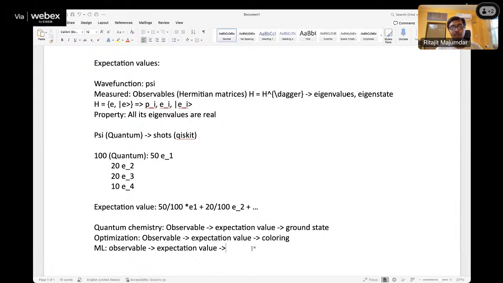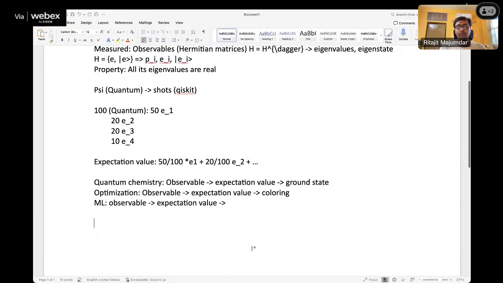Once you find out the property, you simply create an observable accordingly. And once you create that observable, prepare the quantum state, measure, you get the expectation value. That's kind of the big template, if you like, a general template for solving this kind of problems.